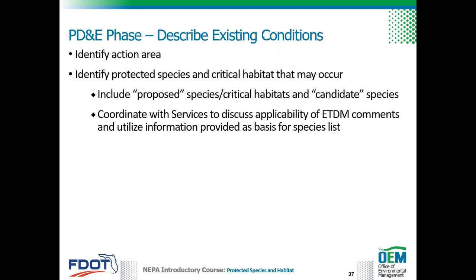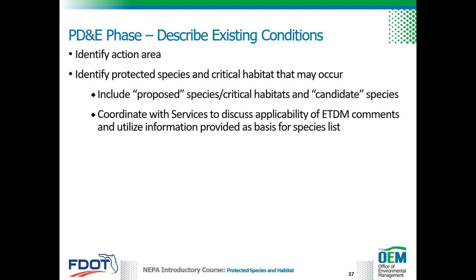Upon initiating the PD&E study, the district should coordinate with the services and/or FWC to discuss comments from the programming screen summary report and ensure that potential protected species and habitat have not changed since the screening. This initial coordination is not necessary if the project's PD&E phase begins soon after the EST screen has been completed. The district should collect data and conduct field surveys to identify the initial existing conditions in the action area, such as the protected species and federally designated critical habitat that may occur there, as well as habitat types.